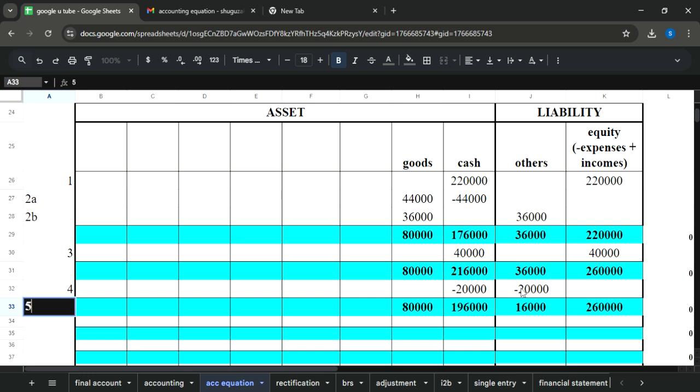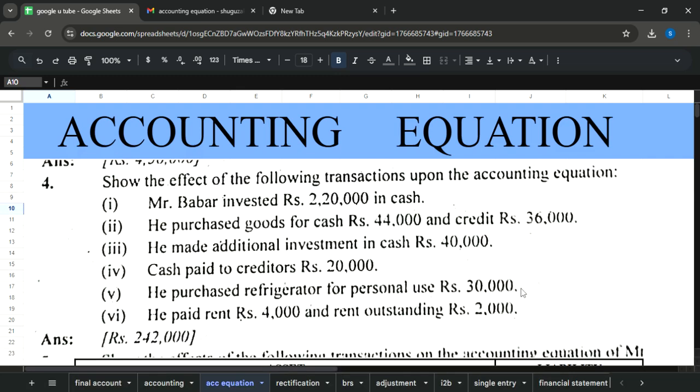So let's get back and see entry number 5. He purchased a refrigerator but for personal use. Note very clearly, it is a new concept. It is called drawings. The amount which is taken away by the proprietor for personal use is considered drawings. Exactly opposite to this is capital. When an amount is provided by the proprietor, it is called capital. When an amount is taken away by the proprietor, it is called drawings.